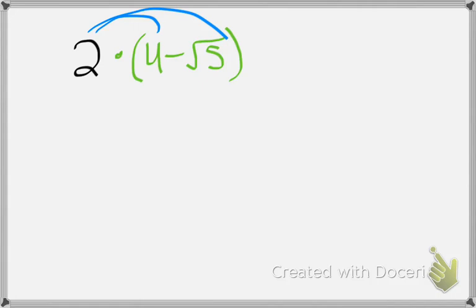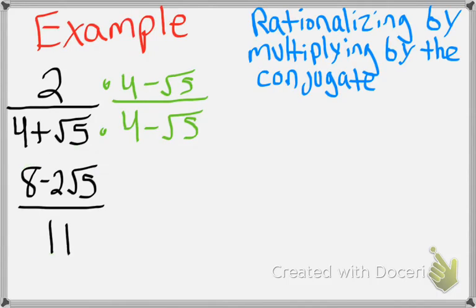Multiply these out. 2 times 4 is 8. 2 times negative square root of 5 is negative 2 times square root of 5. That's it. So now that's your numerator. So you've now rationalized your denominator, and the last thing you do is check to see if you can simplify anything. Look at your regular numbers.